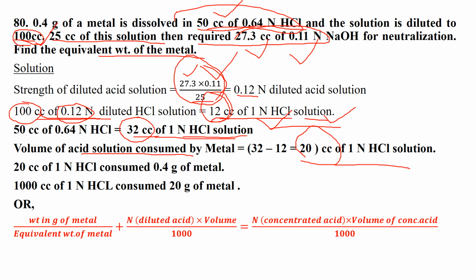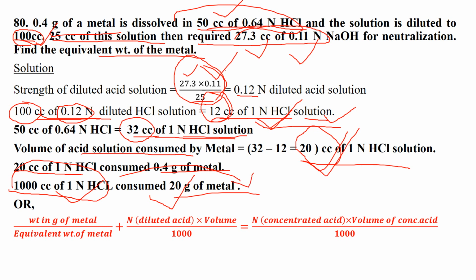We have to find out how much volume of 1N HCl reacts with the metal, that is 20 cc, because 12 cc of 1N HCl is free in the solution. Then 20 cc of 1N HCl consumes 0.4 gram of metal, according to the question. Then 1000 cc of 1N HCl consumes the equivalent weight of that metal. So 1000 cc of 1N HCl consumes how much amount? That will be the equivalent weight of that metal.